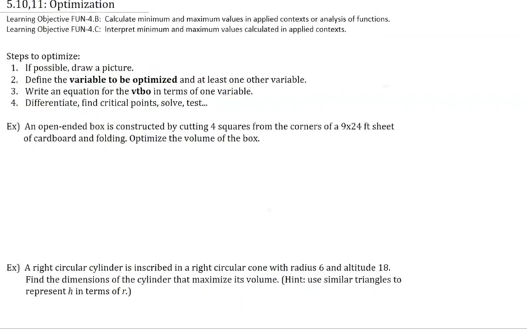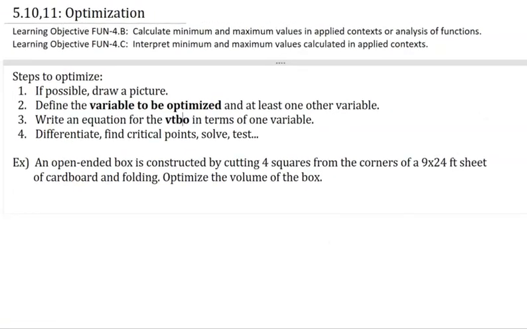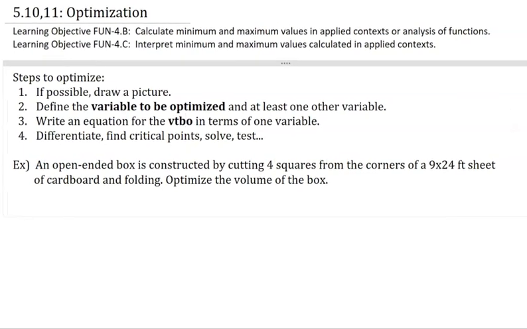So I have some steps here. Let me make this a little bigger. The first step, if possible, is we draw a picture. A lot of times we will be using something from geometry, so it's good to have a picture with labels if possible or necessary. Number 2, we define the variable to be optimized, and then at least one other variable.